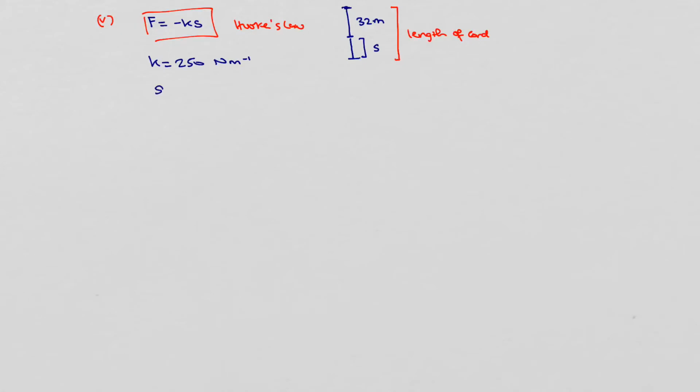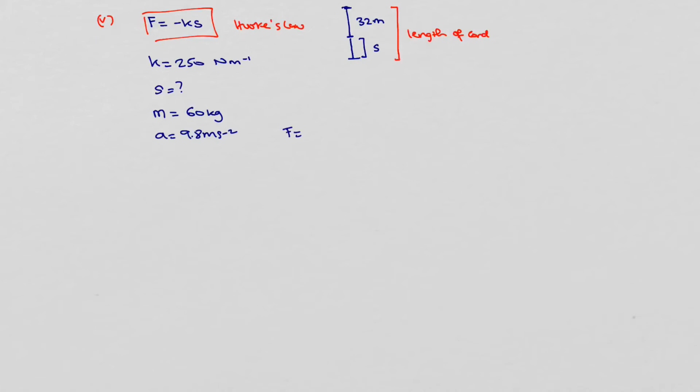So if I'm looking for S, I need to know F, but I haven't been given a force in the question. So how do we normally find F? Well, we know that F is equal to mass times acceleration, and I know my mass is 60 kilograms. And the acceleration, if he is suspended at rest, so calculate the length the cord would have if he's suspended at rest, our acceleration is going to be 9.8 meters per second squared.